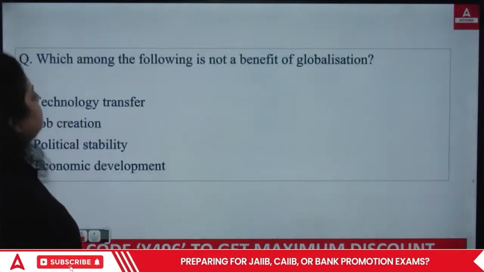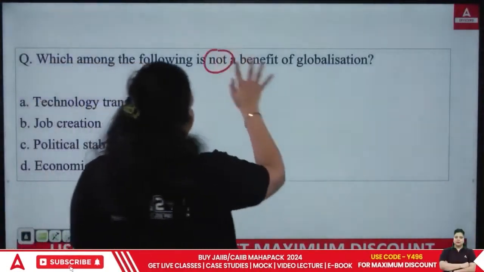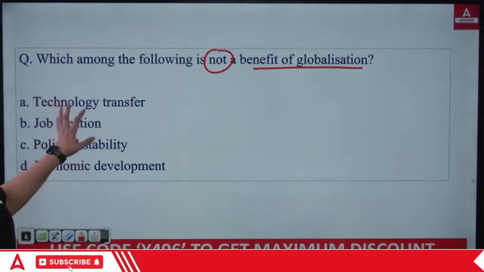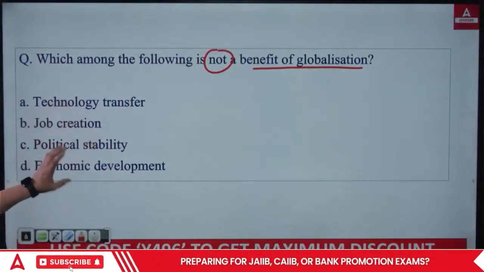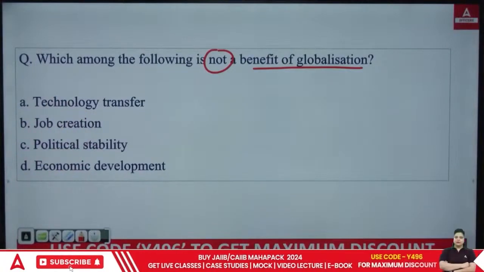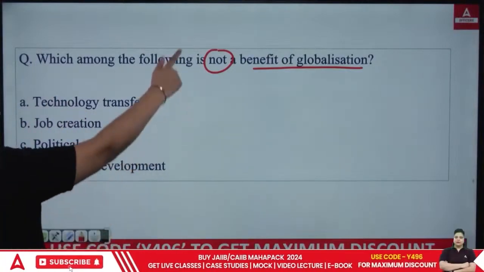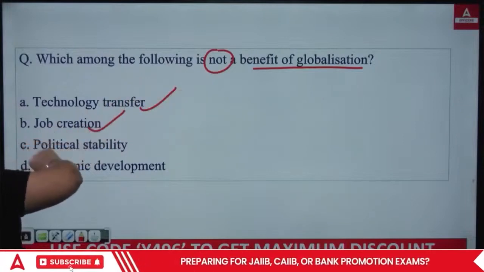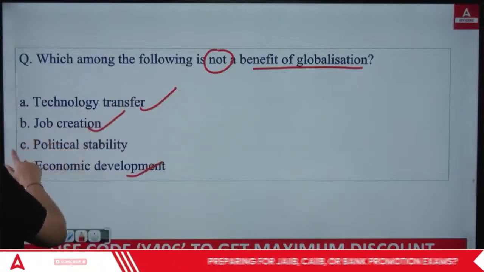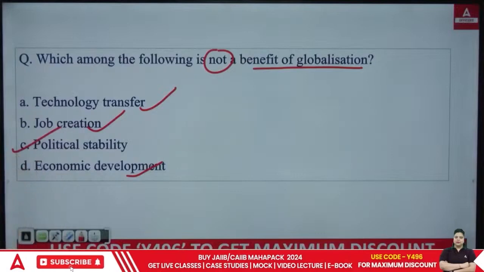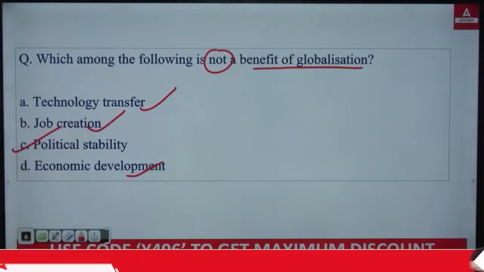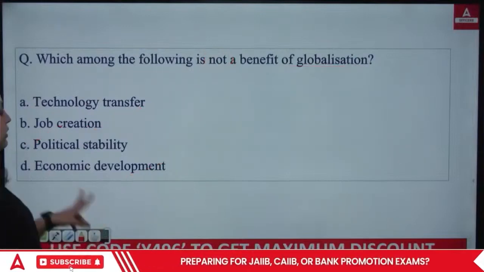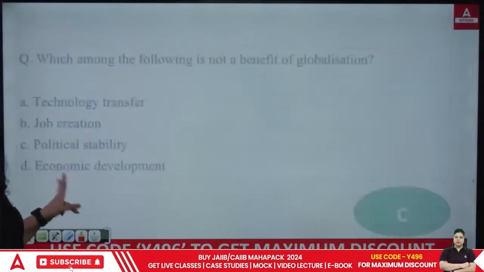Next we have: which among the following is not a benefit of globalization. Technology transfer, job creation, political stability, economic development. It's very obvious: technical advancement we are getting from abroad. We are getting more employment because companies are coming to India. Economic development is there, but not political stability. Globalization cannot stabilize the governments in the country. So the right answer will be C.